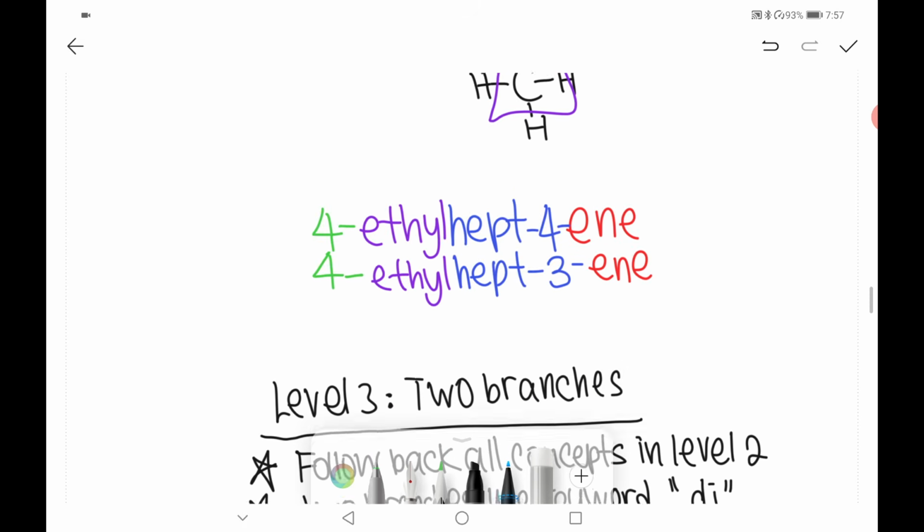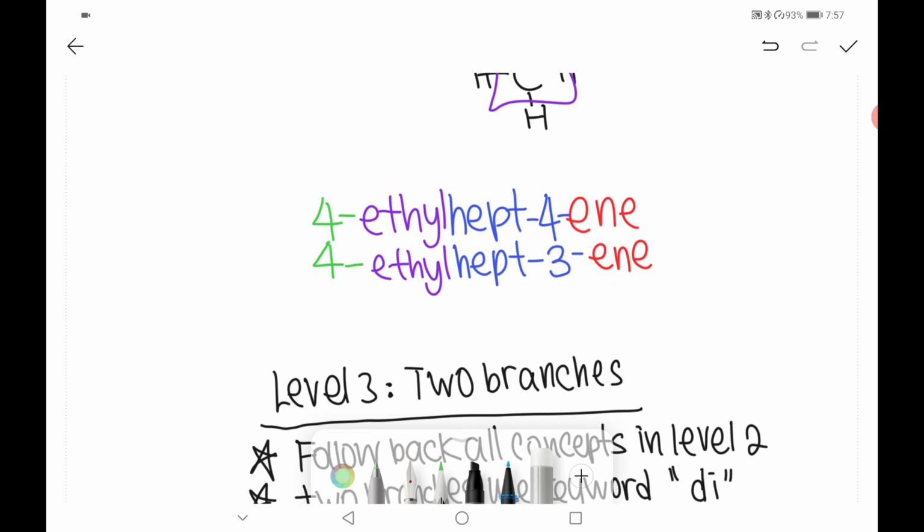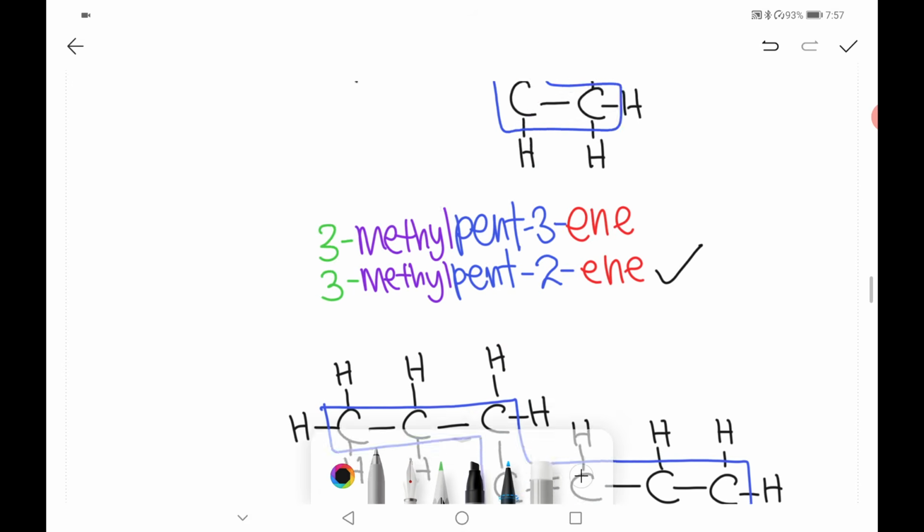Same thing, now we need to choose the best answer. How to choose the best answer? We always want the number at the back to be as small as possible. Number 3 is smaller than number 4, so now we will choose this one as the final answer.